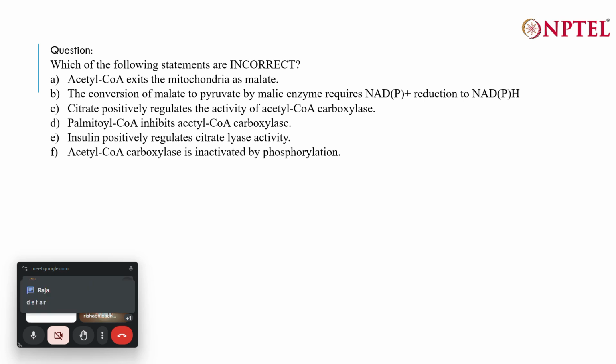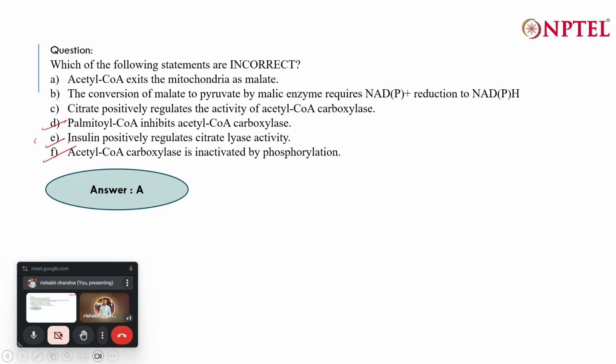D, E, F. Okay, so the correct answer is A. That is incorrect. Acetyl coenzyme A exits the mitochondria as malate. No, this is false.